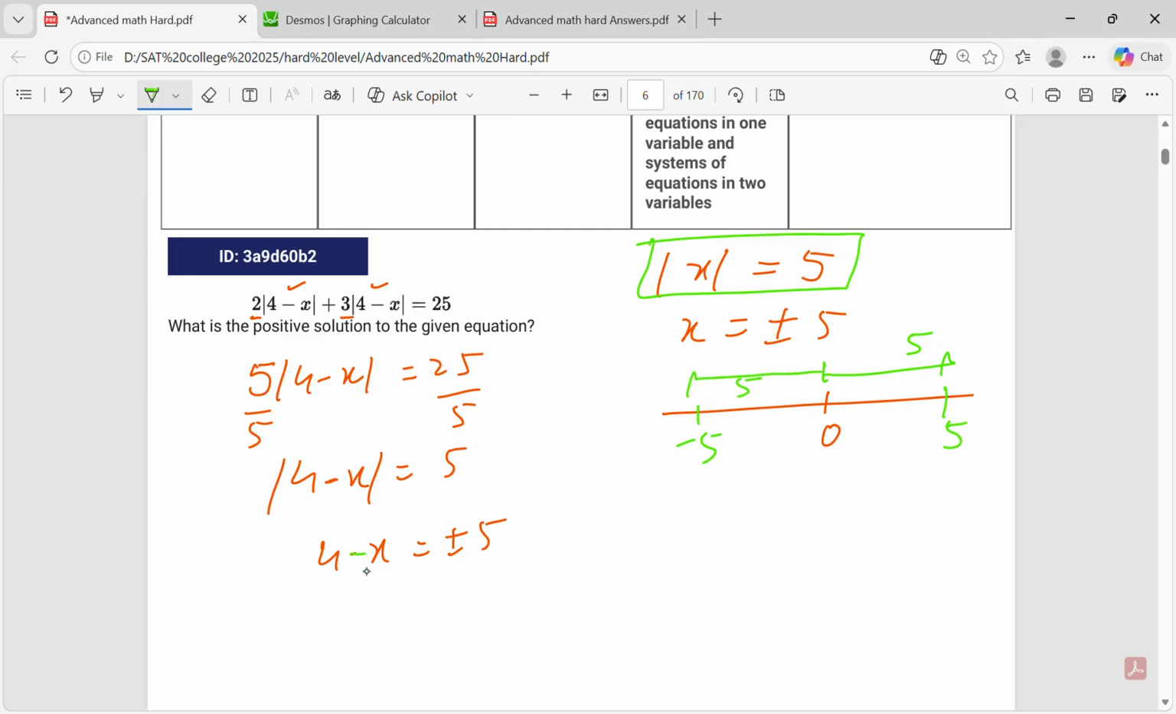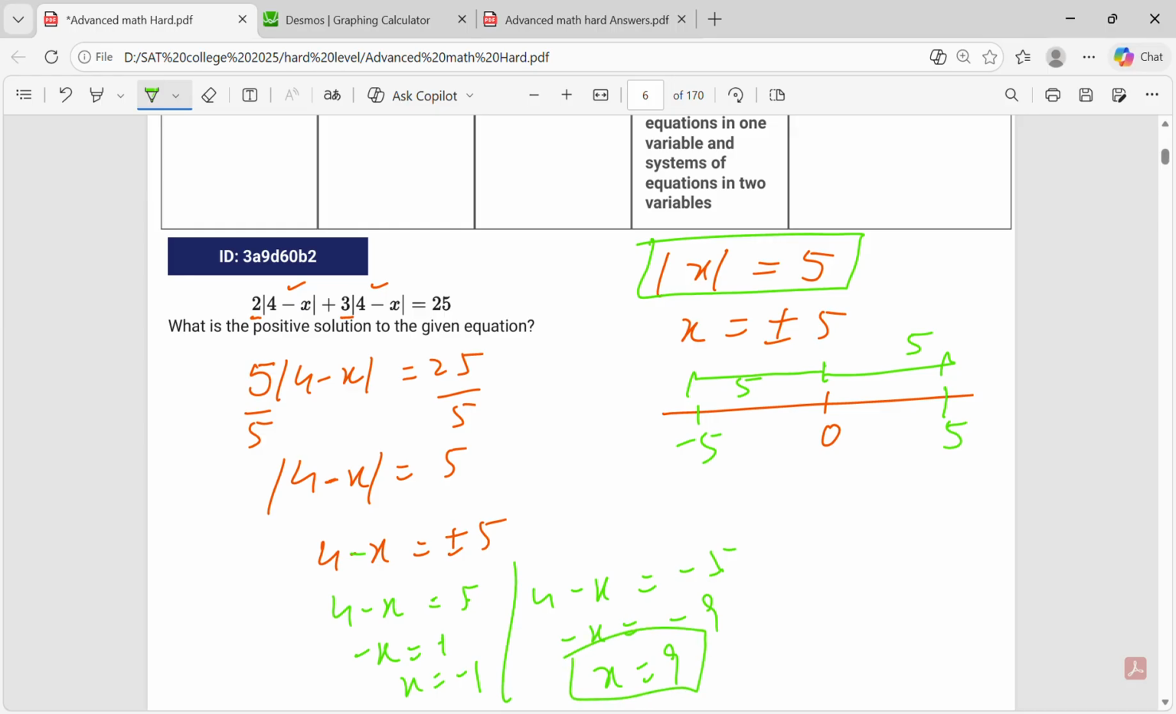Okay, now there are two possibilities: 4 minus x is equal to 5 and 4 minus x is equal to negative 5. So it will be negative x is equal to 5 minus 4, which is 1, so x is equal to negative 1. And the other would be negative x is equal to negative 5 minus 4, so negative 9, so x is equal to 9.